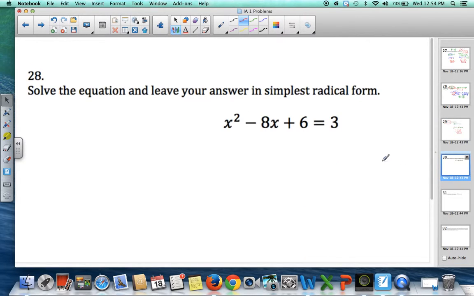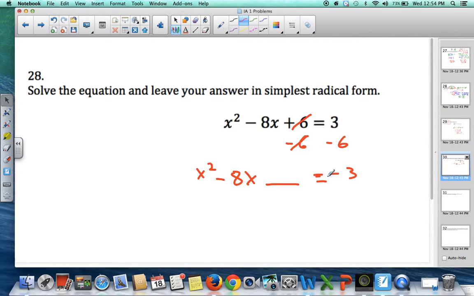Solve this leaving in simplest radical form. There's a couple of ways we can try factoring. That's not going to work. Let's do complete the square. So I'm going to subtract 6 from both sides to start with. This isn't the right number to complete the square. So that cancels. I have x squared minus 8x, leave a space, equals negative 3.